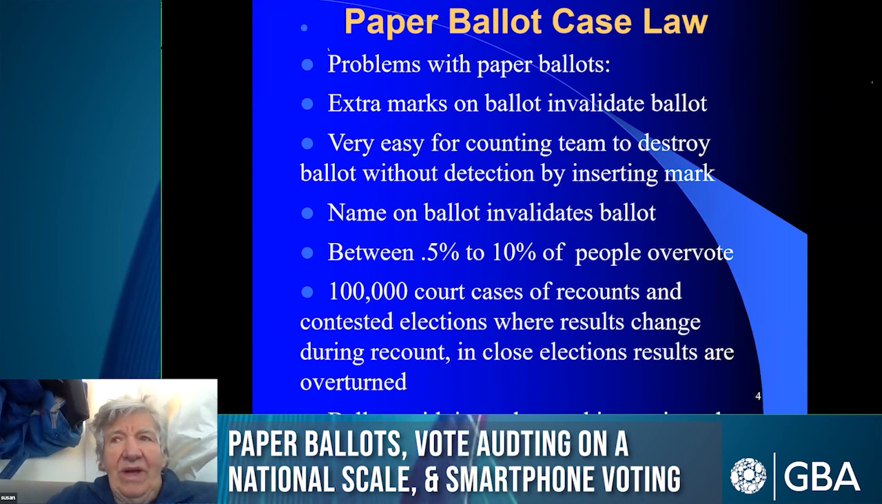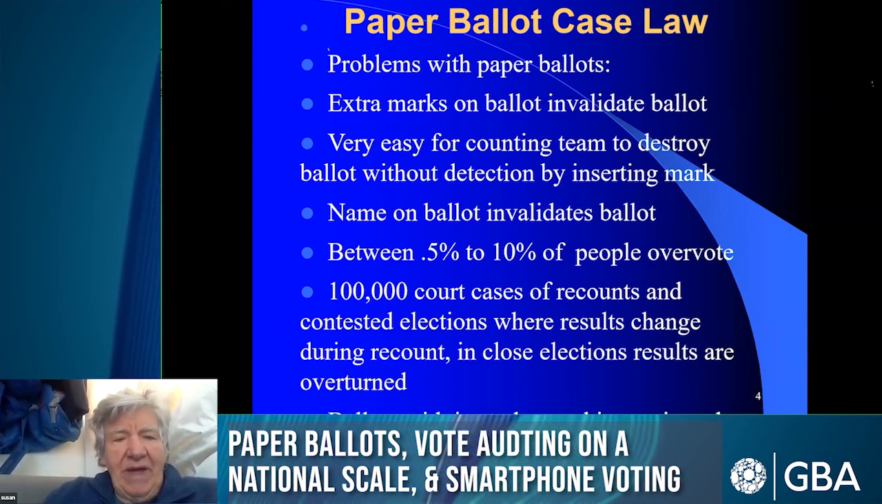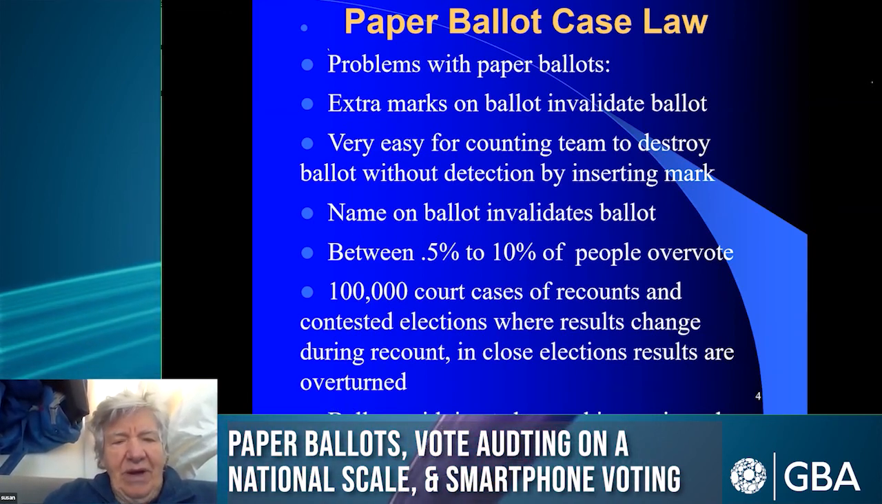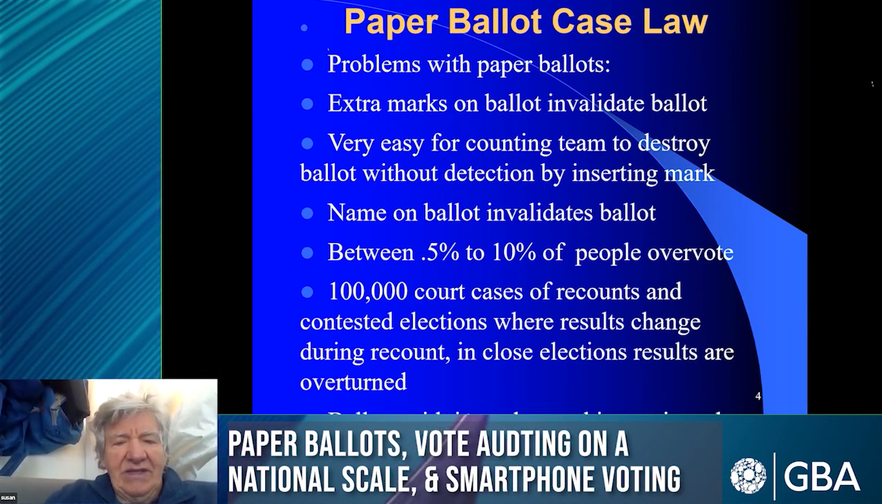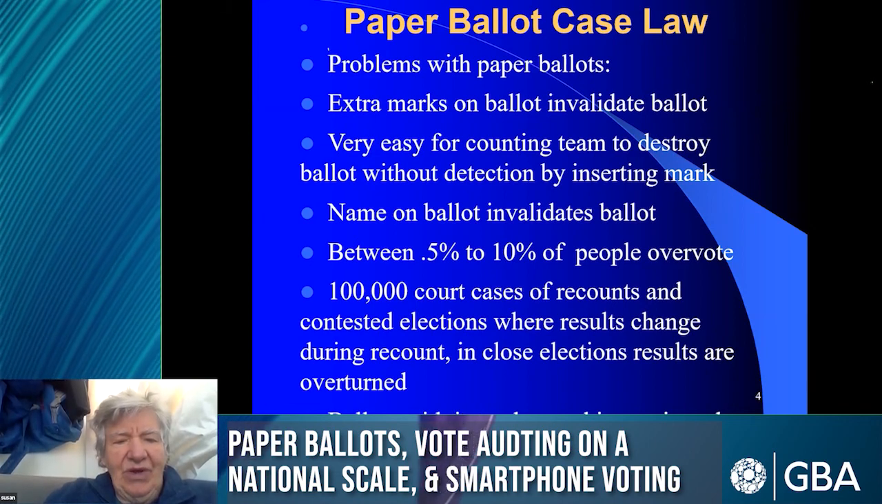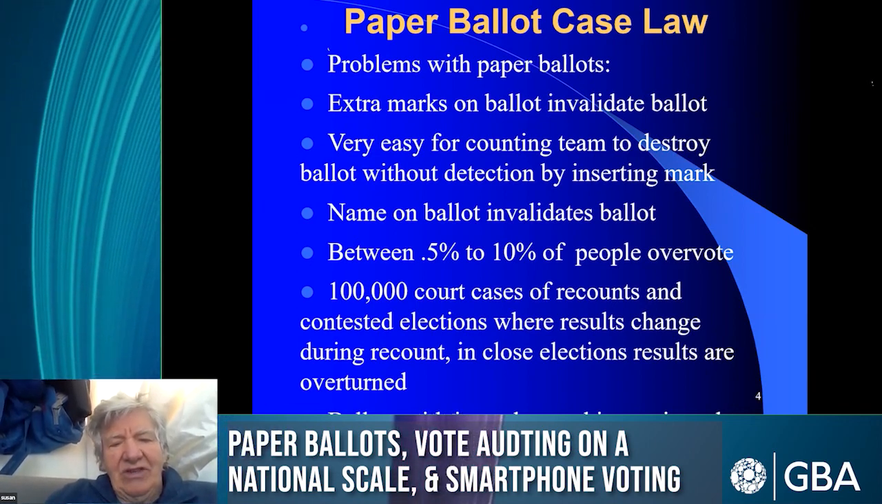And the way you know this is you look back at the paper ballot case law to see the problems with paper ballots. Extra marks invalidate the ballot. It's easy for a counting team to destroy a ballot without detection by inserting a mark.